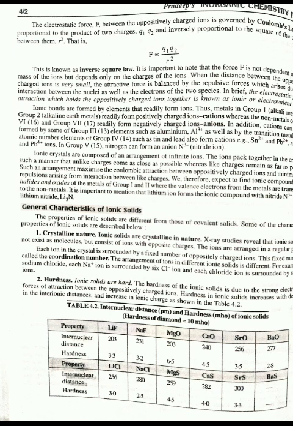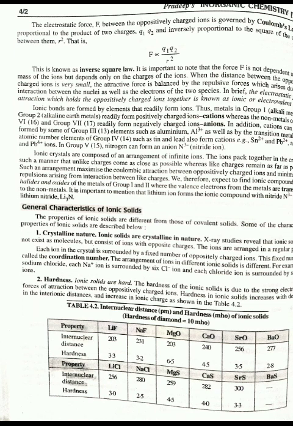It is important to mention that lithium ion forms the ionic compound with nitride N3- ion, that is lithium nitride, Li3N. General characteristics of ionic solids. The properties of ionic solids are different from those of covalent solids. Some of the characteristic properties of ionic solids are described below.